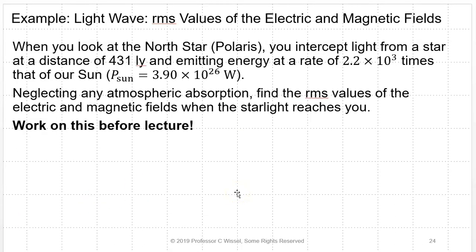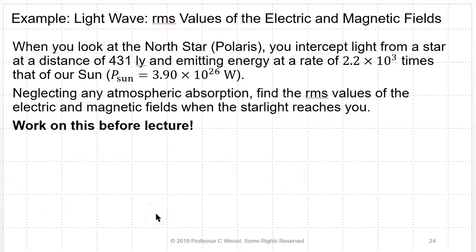Okay, now when you look at the North Star, which is Polaris, you actually intercept light from the star that is a distance of 431 light years. It's emitting energy at a rate of 2,200 times that of our sun. This is a big star. It's actually one that's evolved and will eventually die. The power of the sun is 3.9 times 10 to the 26 watts. We're going to neglect any atmospheric absorption. We're going to find the RMS value of the electromagnetic fields when the starlight reaches you.